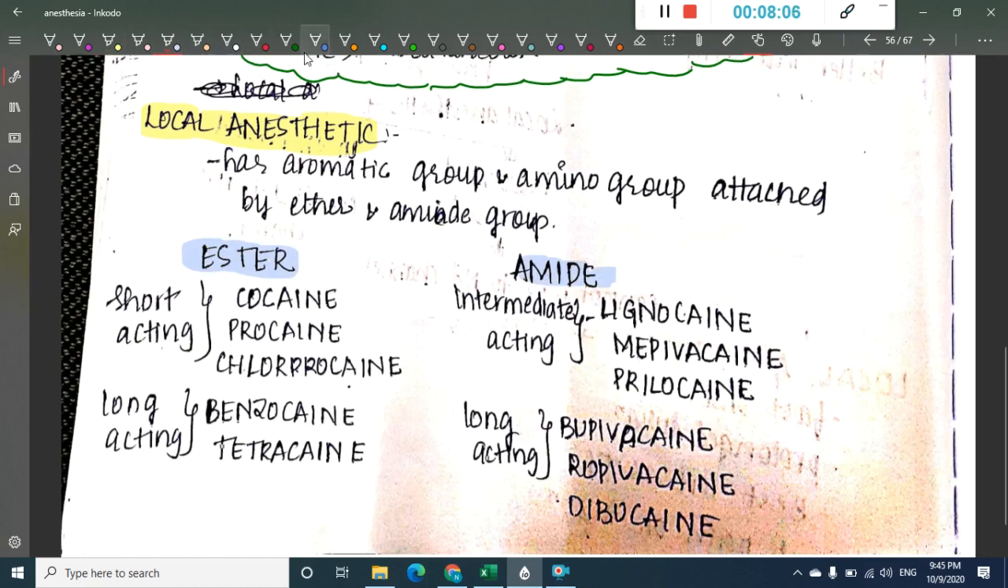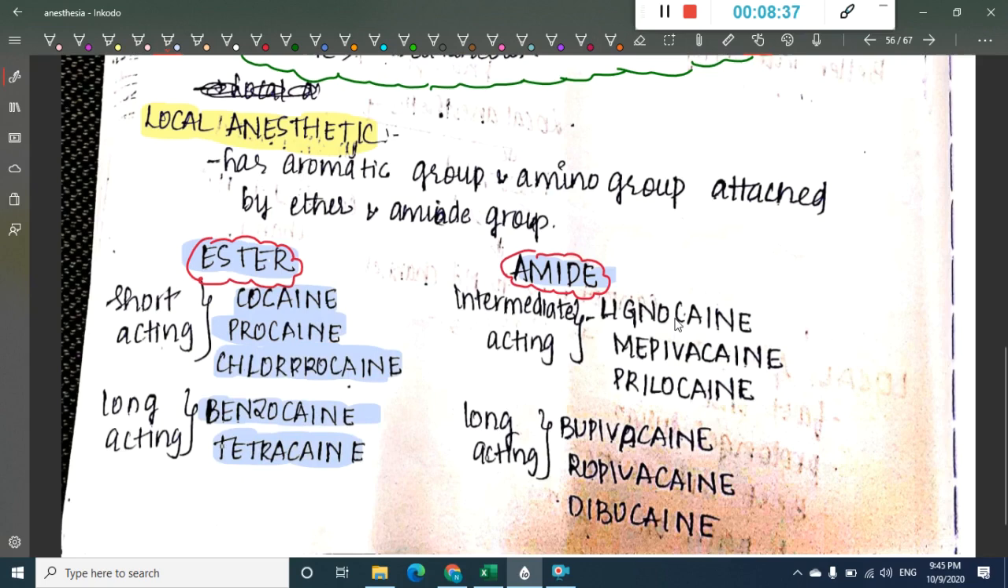The drugs in the ester group are divided into short acting drugs or long acting drugs. Similarly, amide groups are divided into intermediate acting or long acting drugs. So what are the short acting drugs? Short acting drugs include cocaine, procaine, chlorprocaine, benzocaine, and tetracaine.